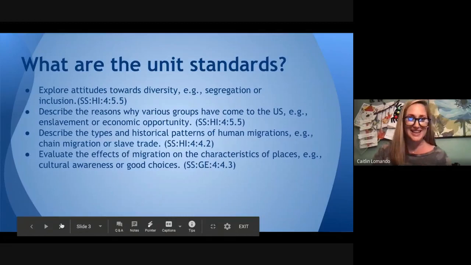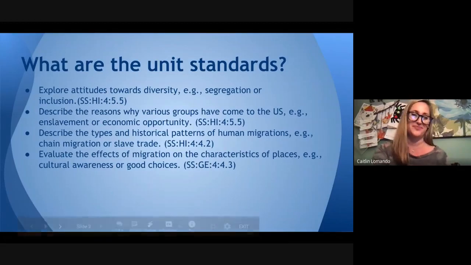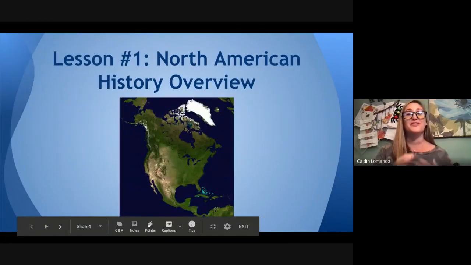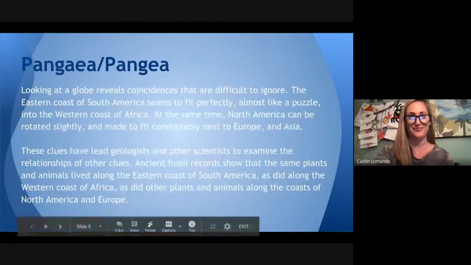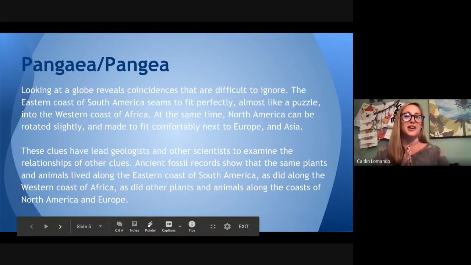And there are unit standards, but I'm not going to spend our time going through them, but there they are. All right, so our first lesson is a North American history overview. So let's start out talking about Pangea.